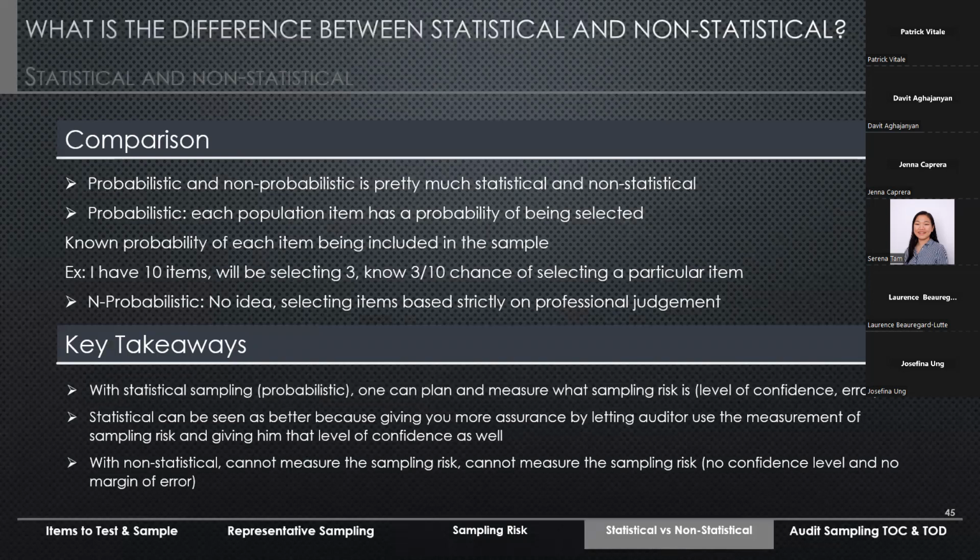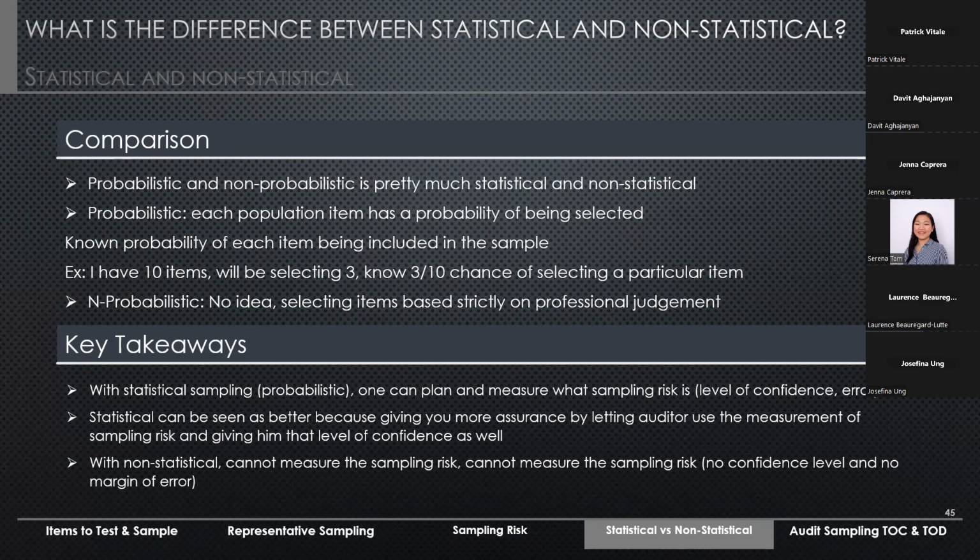Right, so comparison, probabilistic and non-probabilistic. It's pretty much the same thing between both, it's interchangeable. Probabilistic means each population item has a probability of being selected. Let's say I have a hat and I put 10 name tags in it. Each one of them has one chance out of 10 to get selected, right?